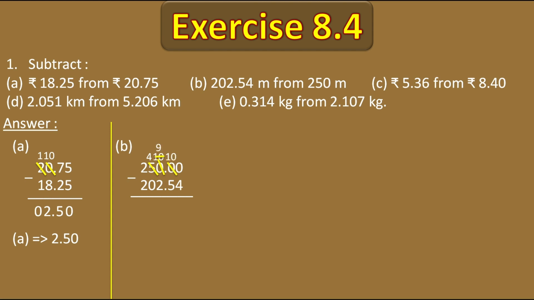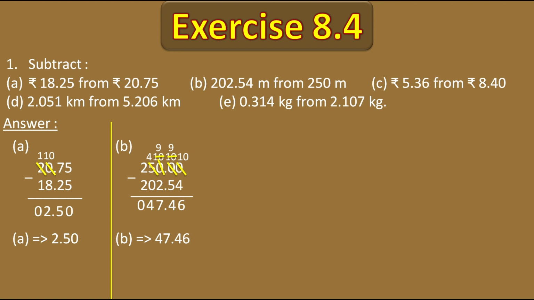Now again next we will do the same procedure. This 10 became 9 and this 0 became 10 now. So 10 minus 4 gives you 6. 9 minus 5 gives you 4. Now 9 minus 2 gives you 7 with this decimal point. Next 4 minus 0 is 4 and 2 minus 2 is 0. So here we got the answer as 47.46.